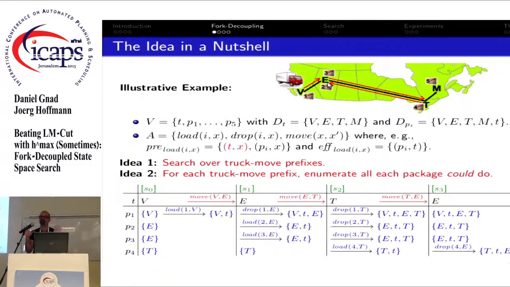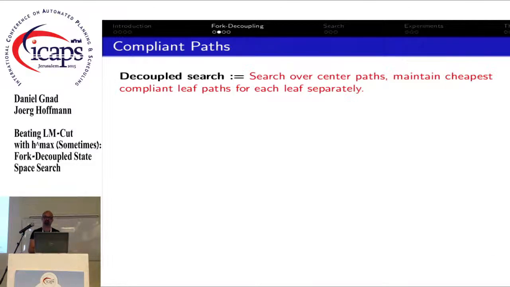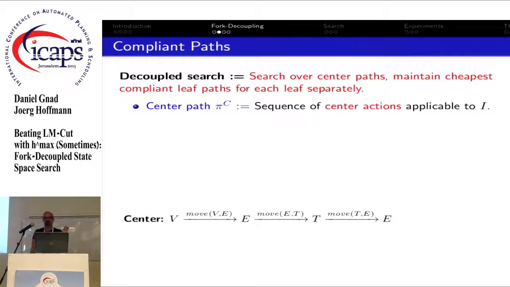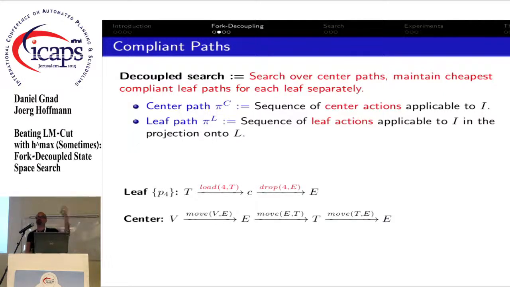So this is an example glimpse of what's going on. I'm going to spell this out in a little more detail on the next 2 slides. We call it a decoupled search. We search only over the center, and in each search state, we maintain what the leaves could do. I might have already said or written the words compliant leaf path, and this is a central notion. I'm going to explain it now. A center path is just what the truck can do. Because the truck doesn't have any preconditions on anything else, by construction, it's in the center. It doesn't rely on any other variable. I can just move it wherever I want. Not so for the leaves, they depend on the truck.